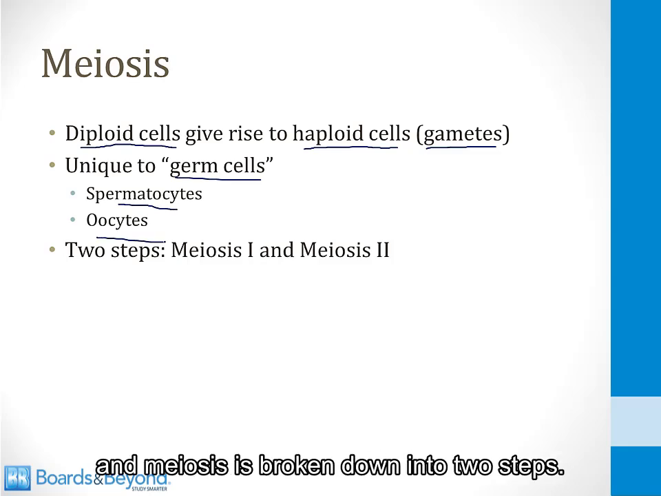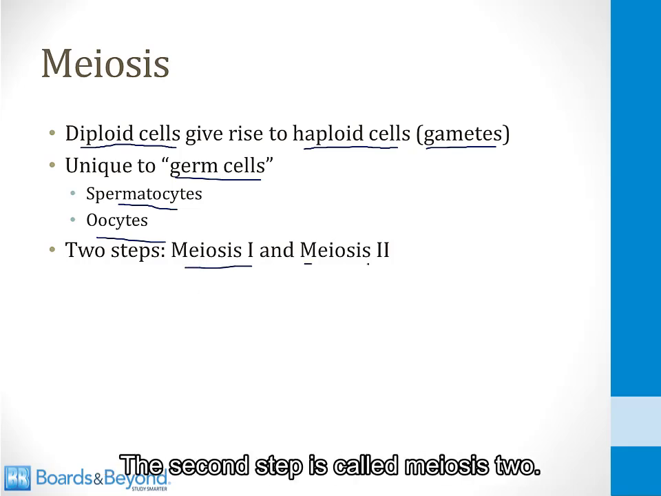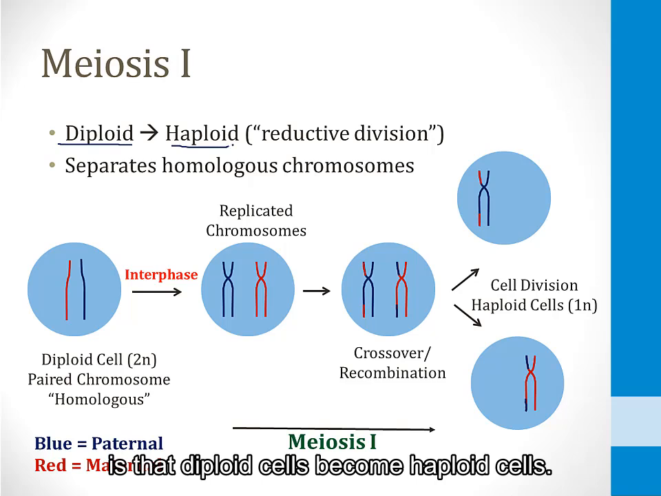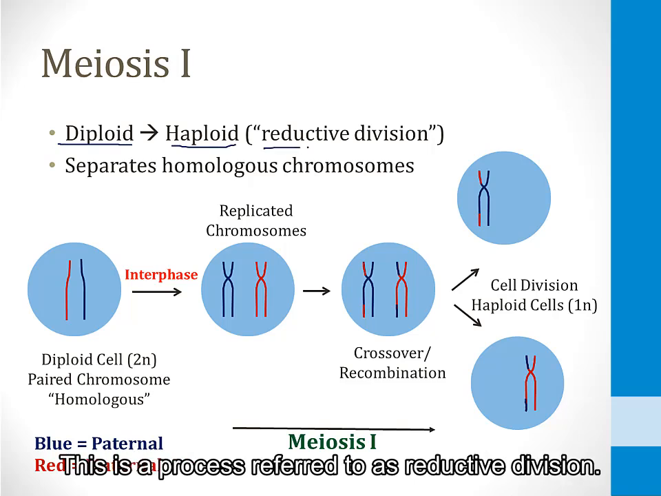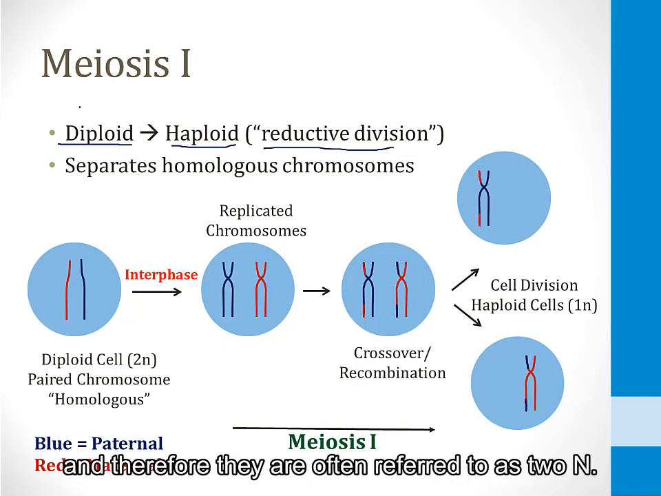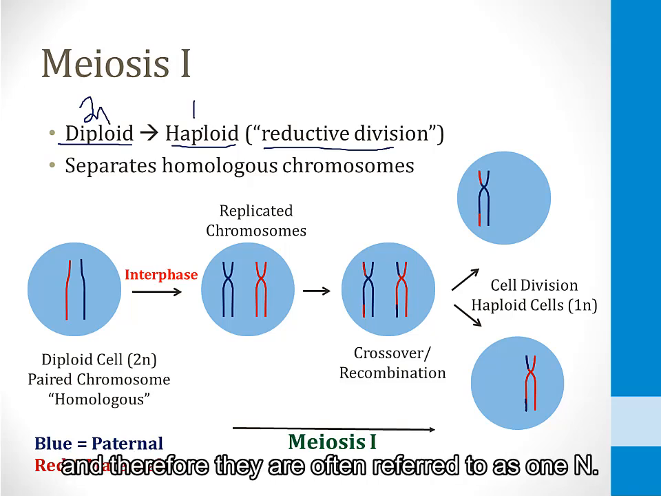And meiosis is broken down into two steps. The first step is called meiosis 1, the second step is called meiosis 2. What happens in meiosis 1 is that diploid cells become haploid cells. This is a process referred to as reductive division. Diploid cells have two copies of each chromosome and therefore they are often referred to as 2N. Haploid cells have one copy of each chromosome and therefore they are often referred to as 1N.